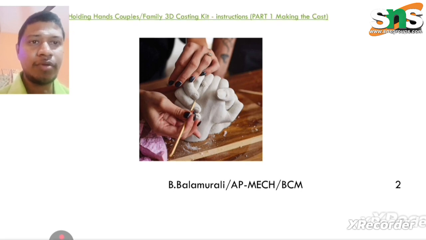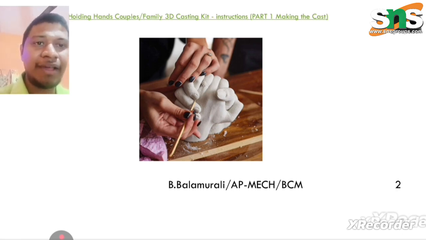From the image, you can guess how a hand mold is being prepared. You are all aware of the recent trends or reels. You can see that couples or family members hold their hands and put them in a bucket. After that they add some chemicals. After some time it becomes a rubber-like structure. Then they safely remove their hands and they have their hand mold.